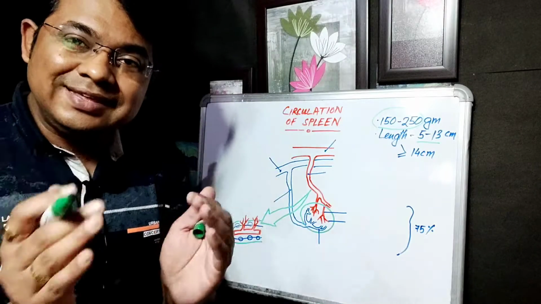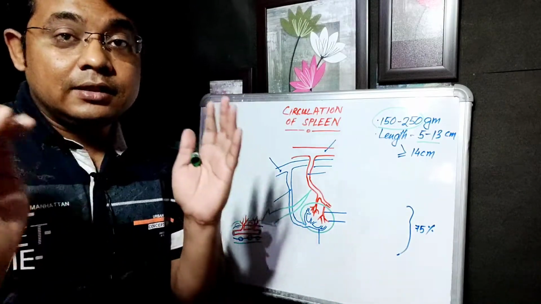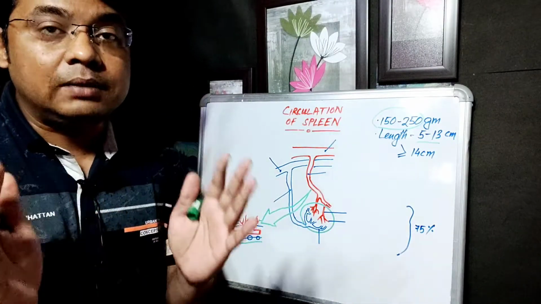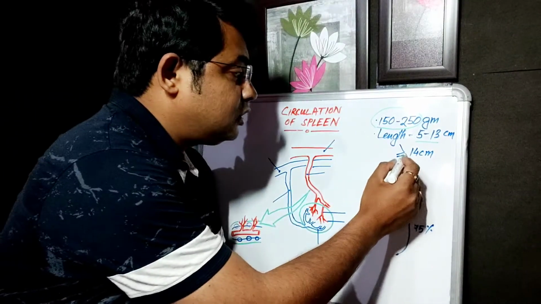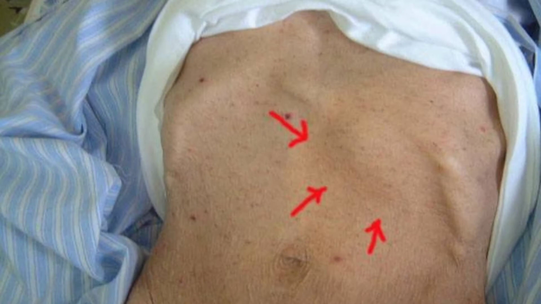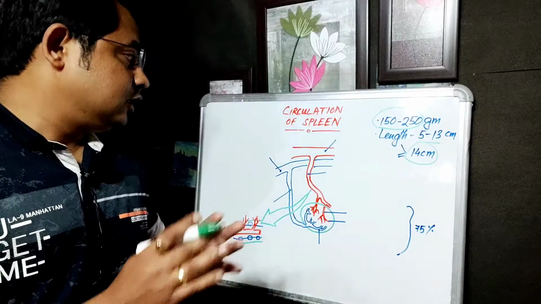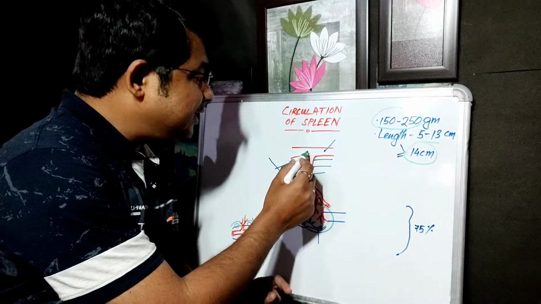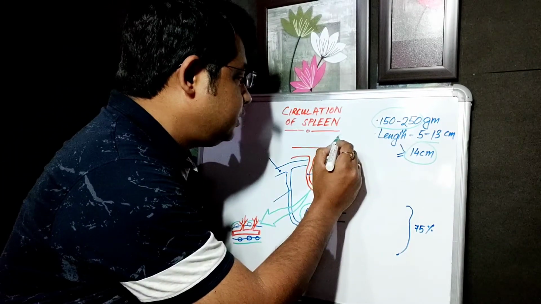Whenever it is within this range, the spleen is usually not palpable. When it becomes 14 centimeters or more, it usually becomes palpable. So let's talk about the circulation of spleen. The blood enters the spleen through the splenic artery.